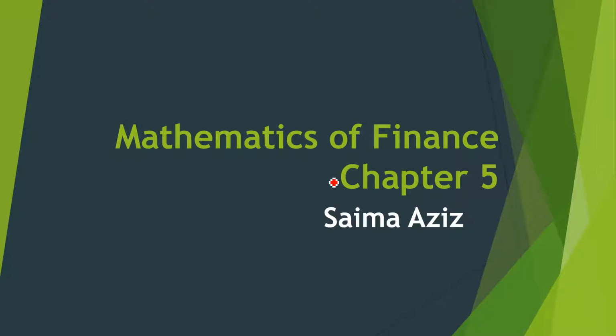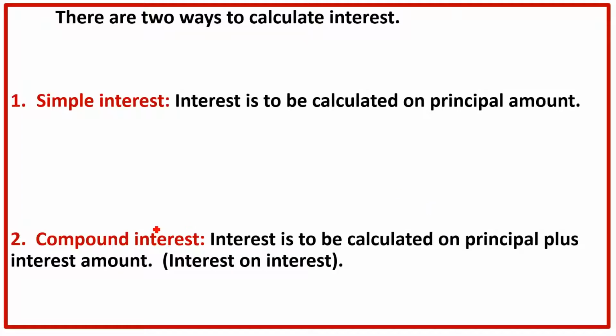In this lesson, we will discuss Mathematics of Finance, chapter number 5. And today our topic is compound interest. As I have told you, there are two ways to calculate interest. First is simple interest, where interest is calculated on the principal amount only. While compound interest, which is our topic, is calculated on principal plus interest, or interest on interest. Now, what is the meaning of interest on interest or compound interest?